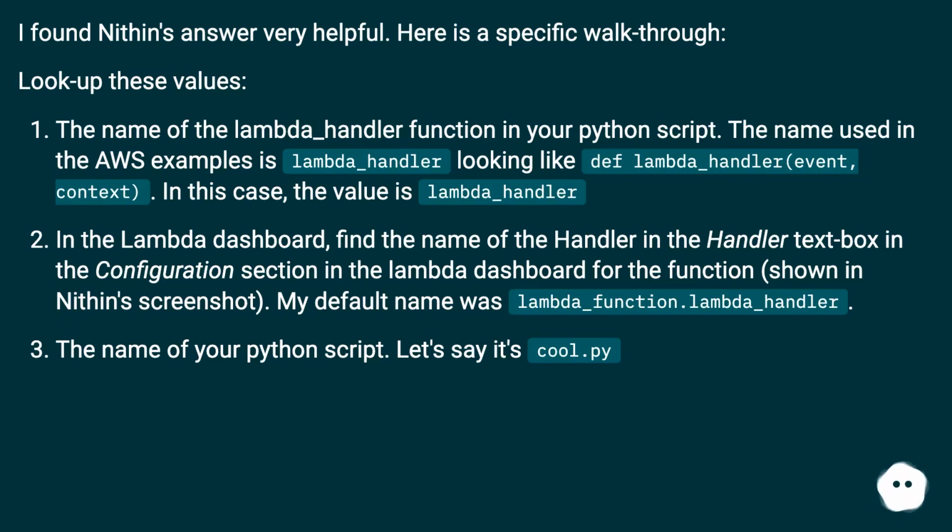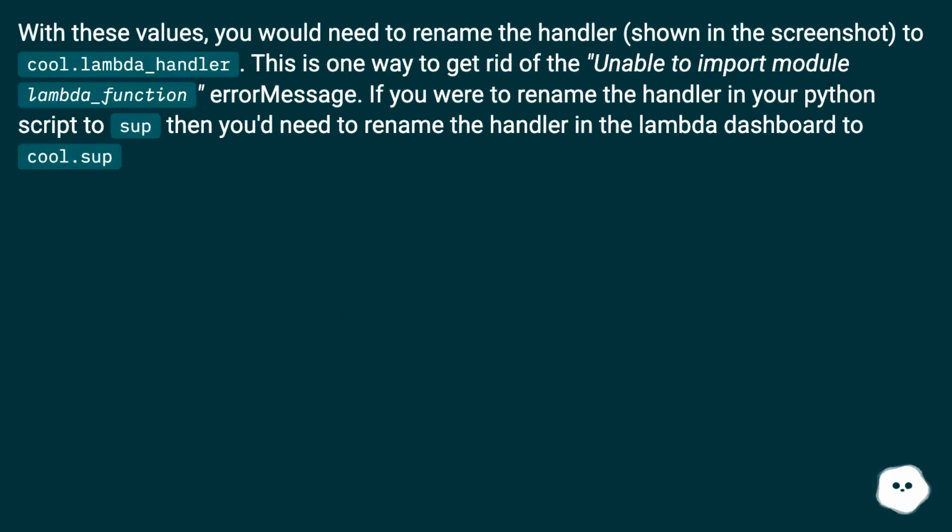My default name was lambda_function.lambda_handler, the name of your Python script. Let's say it's cool.py. With these values, you would need to rename the handler, shown in the screenshot, to cool.lambda_handler. This is one way to get rid of the unable to import module lambda_function error message. If you were to rename the handler in your Python script to sup, then you'd need to rename the handler in the Lambda dashboard to cool.sup.